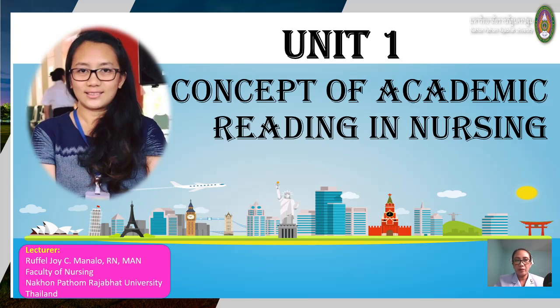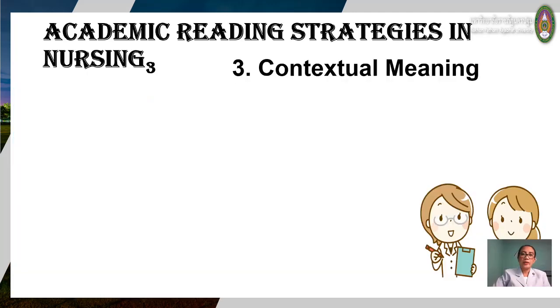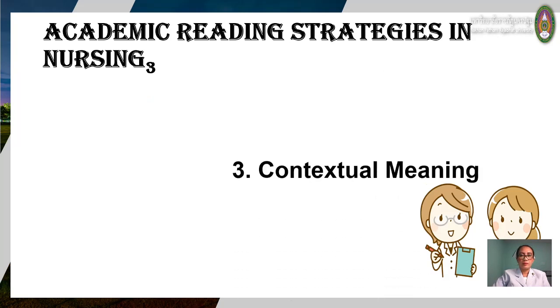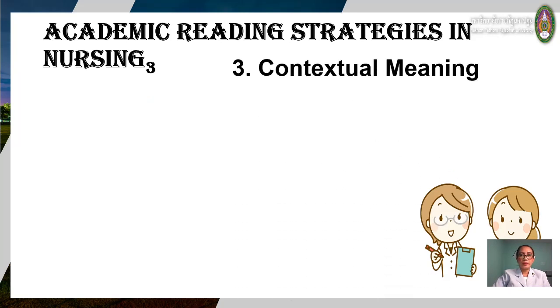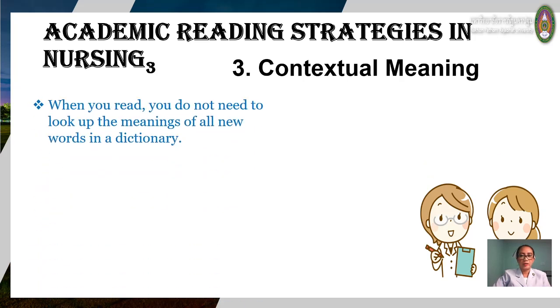So we are now in part 2 of Unit 1, Concept of Academic Reading in Nursing. So let's go to the third strategy about reading. So this is about contextual meaning.